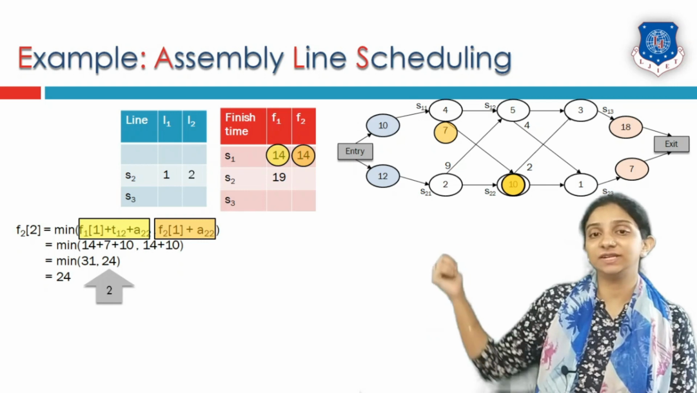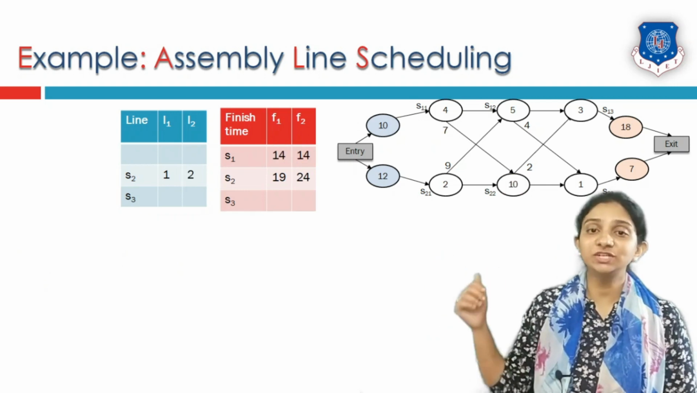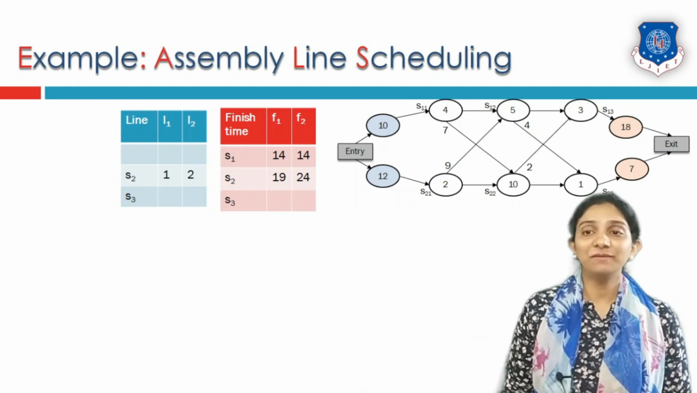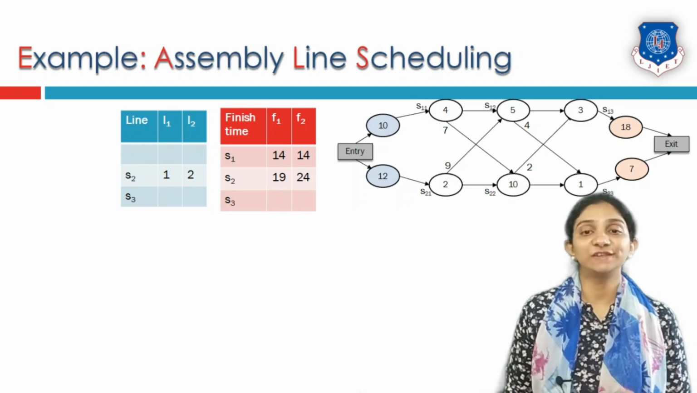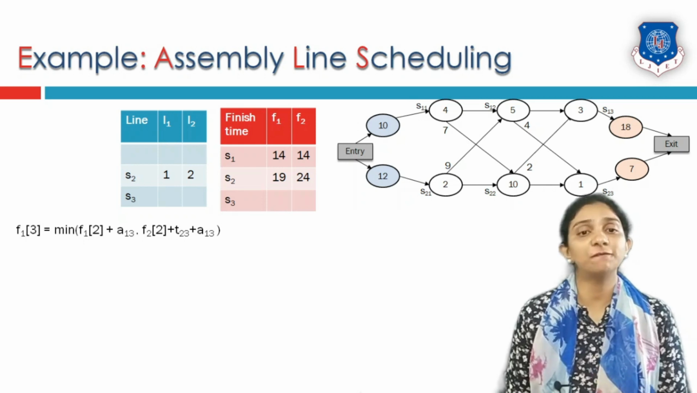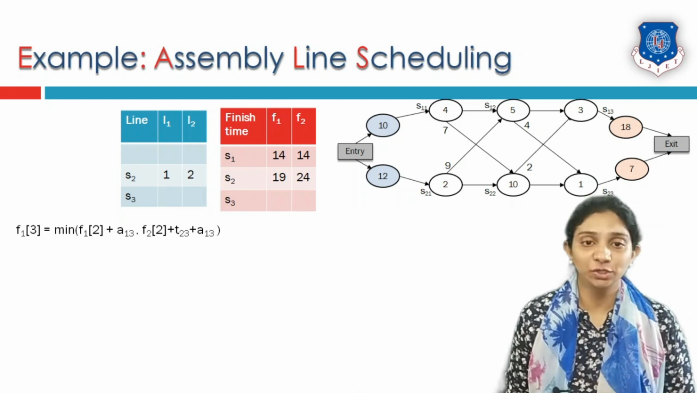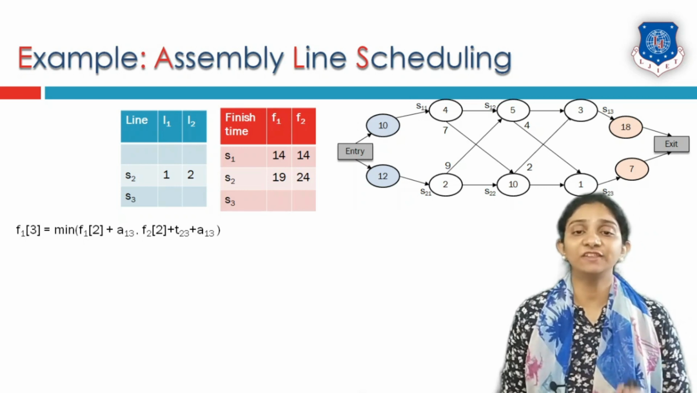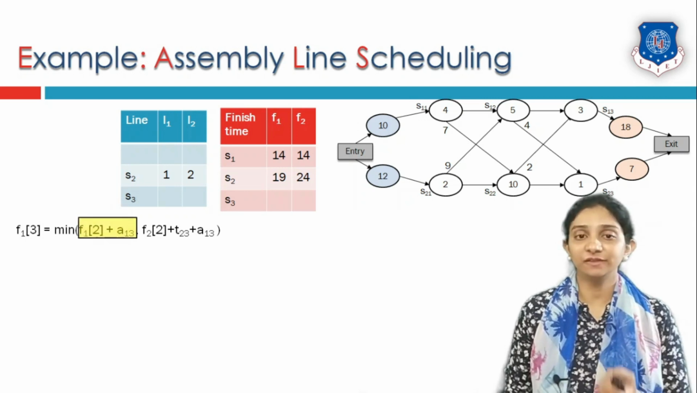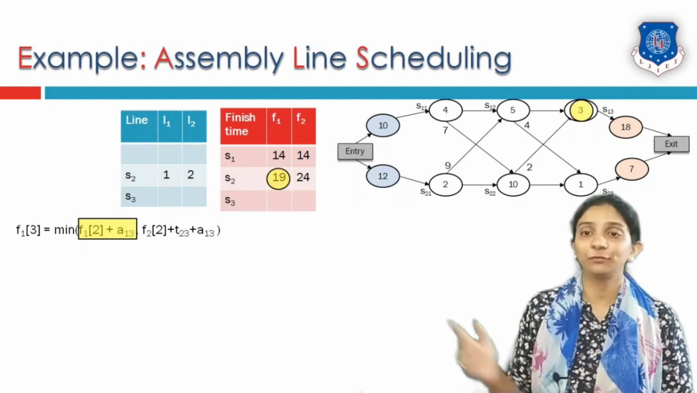So an entry in the line table will be made as 2, and in the finish time table the entry will be made as 24. Now we will calculate the finish time of station 3. Finish time at station 3 line 1, F1 of 3, will be the minimum of the line 1 station 2 finish time plus the processing time of line 1 station 3. That is the first component, which is equal to 19 plus 3.